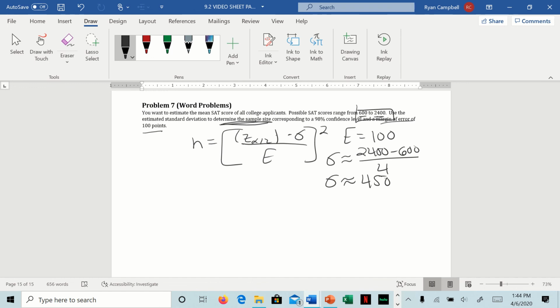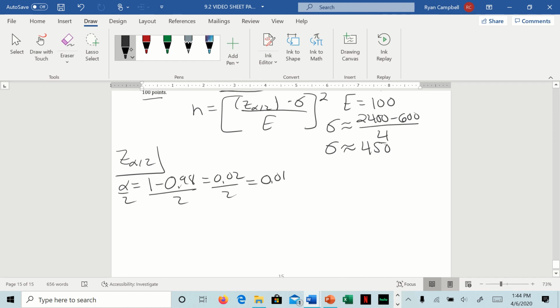All right, now let's find the critical value. Alpha is 1 minus 0.98, which is 0.02, but we don't care about that, so we divide it by 2. This is looking very familiar. So you have your critical value of 0.01, which as we already saw was inverse norm of 0.99, which was 2.32 and so on.